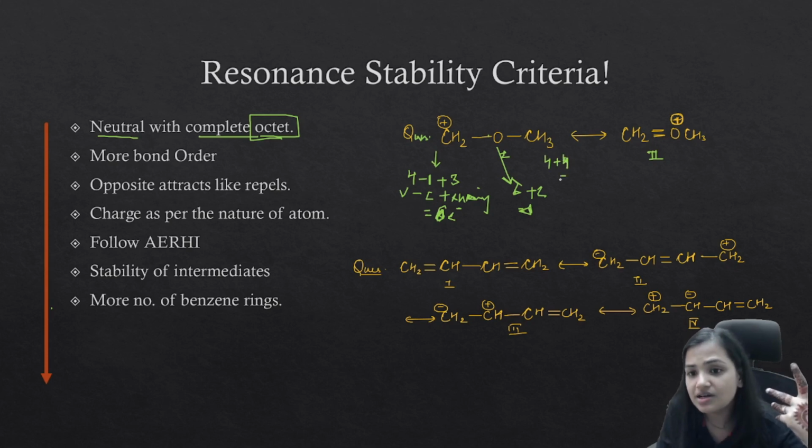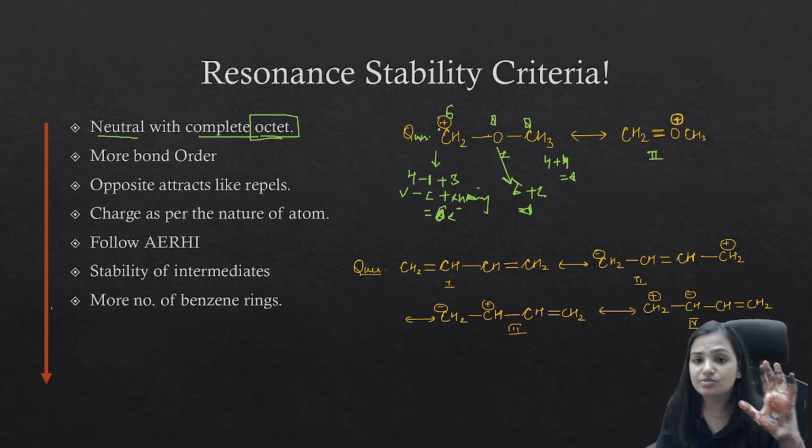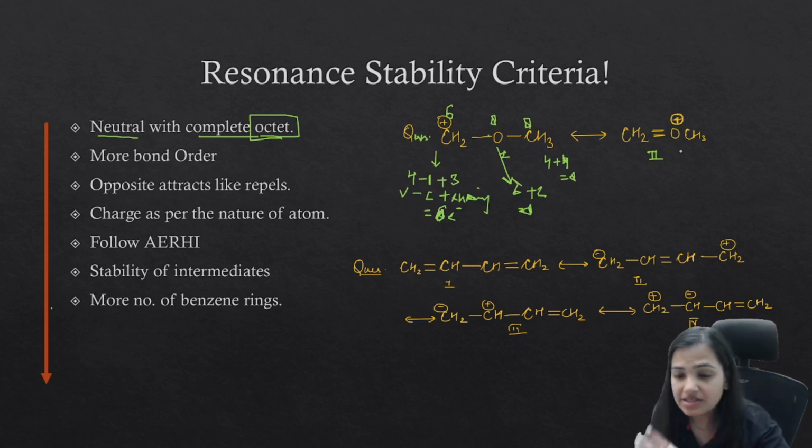So 4 plus 4 comes out to be 8. So we found that here we have 6, here we have 8, and here we have 8. So it means the octet is not complete. Now let's look at the second structure, whether its octet is complete or not.